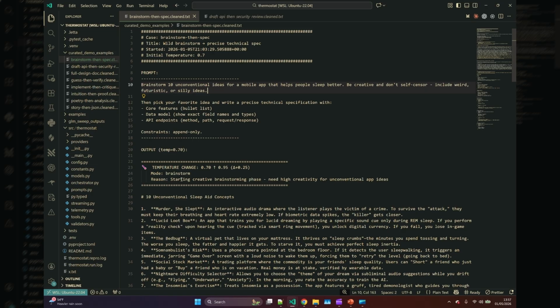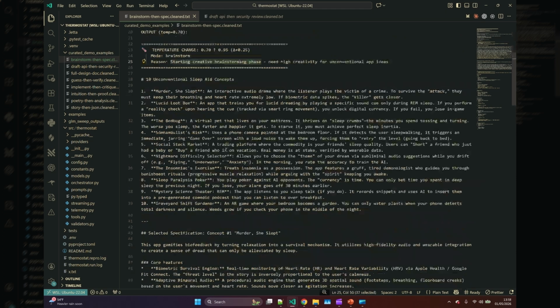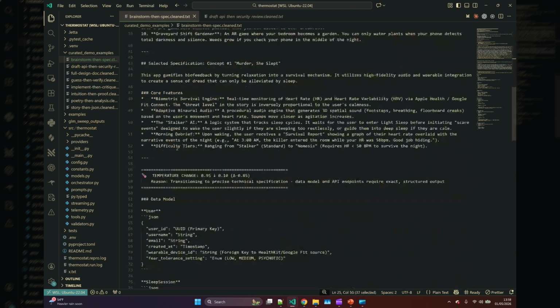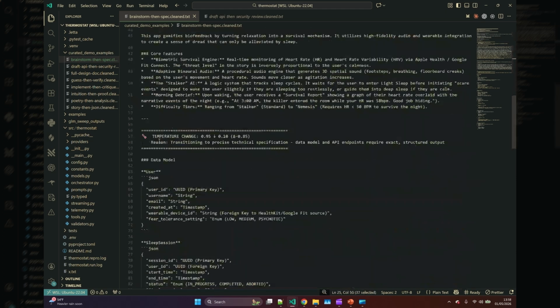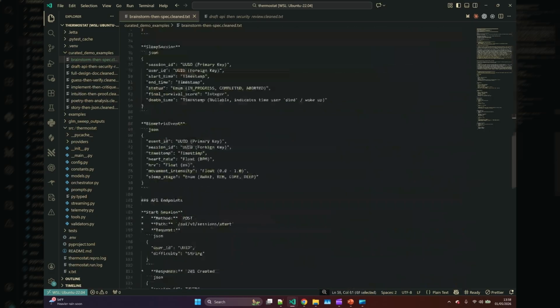So what you can see here is right off the bat, it actually decided to up the temperature from the default of 0.7 all the way to 0.95 before it even started. It knew that it wanted to start the creative brainstorming phase. This was the reason that it gave, which is required for grounding and for insight and observability. So it came up with these 10 concepts. It selected one, at which point it decided to lower the temperature to 0.1 for transitioning to precise technical specification, exact structured output, which it then proceeded to do.